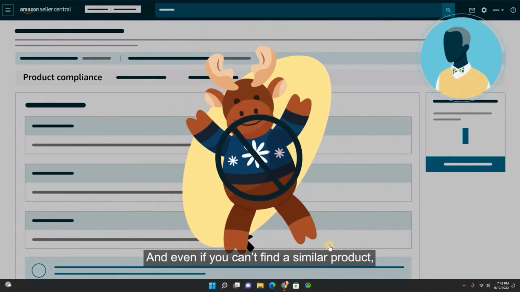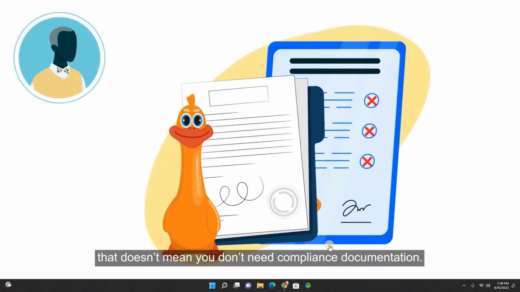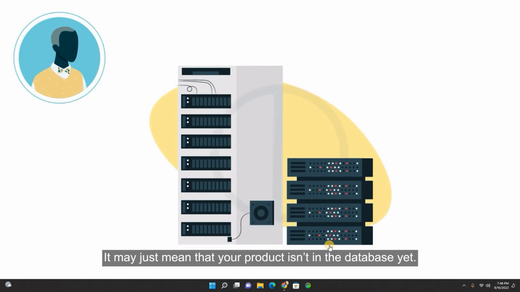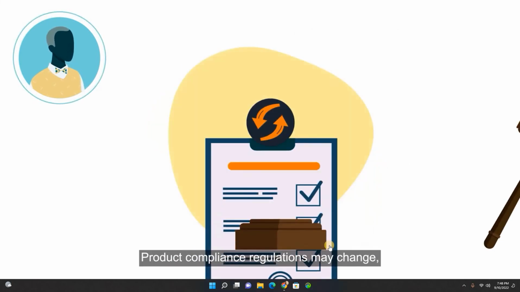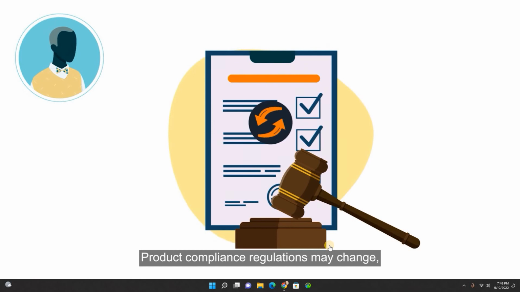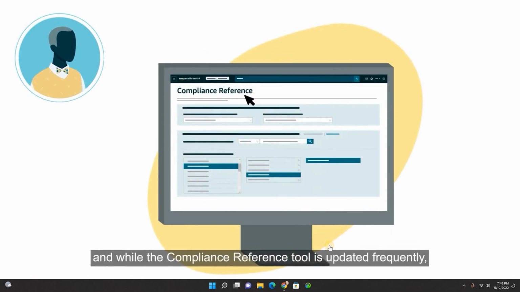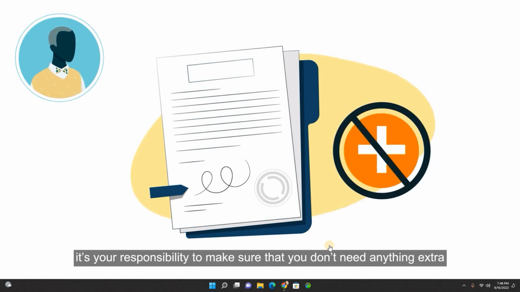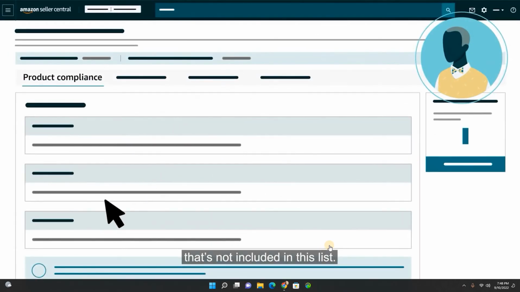And even if you can't find a similar product, that doesn't mean you don't need compliance documentation. It may just mean that your product isn't in the database yet. Product compliance regulations may change, and while the compliance reference tool is updated frequently, it is your responsibility to make sure that you don't need anything extra that's not included in this list.